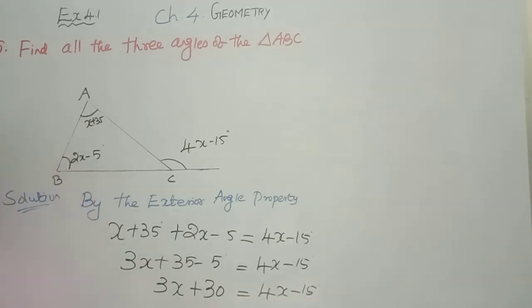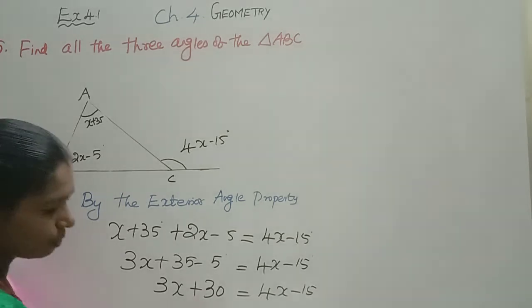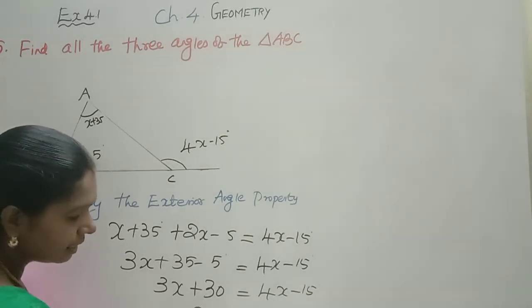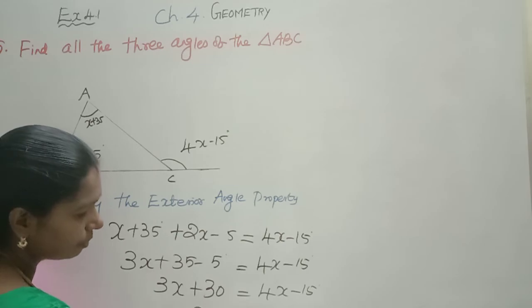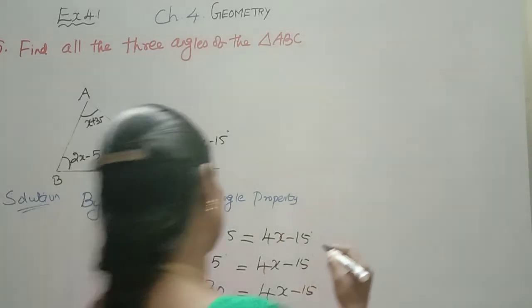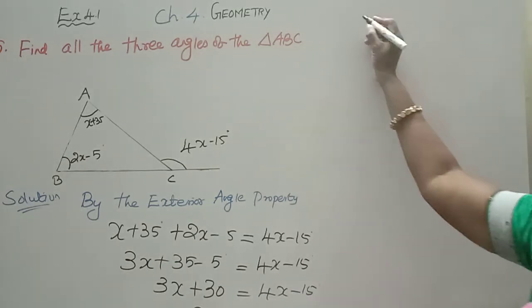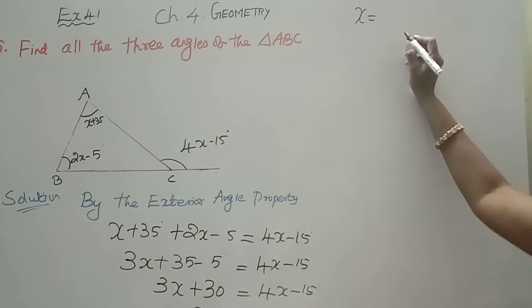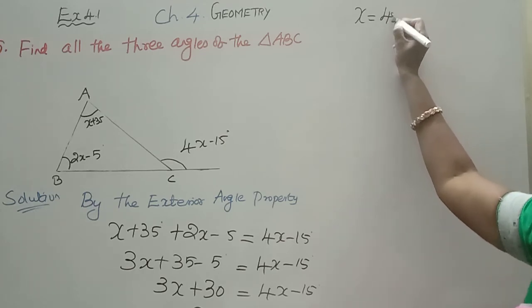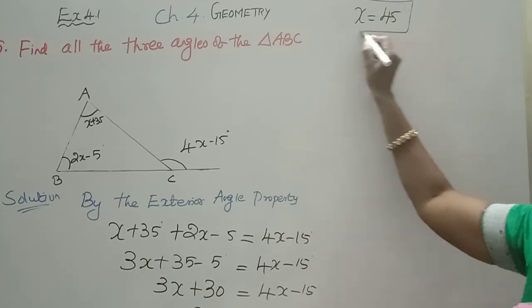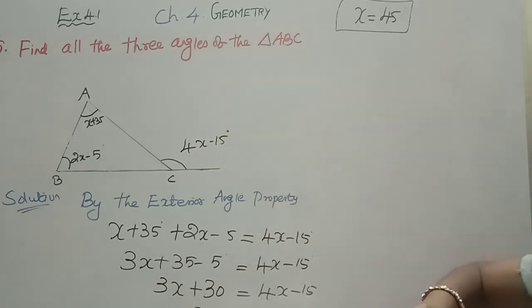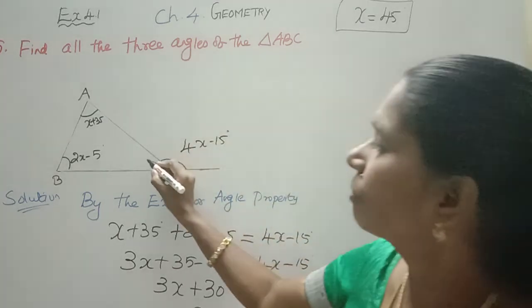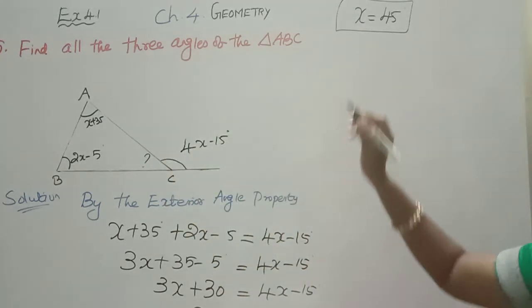I am going to take variables to one side, numbers to the other side. So I am taking 30 plus 15 equal to 4x minus 3x. So I am getting x equal to 45 degrees. Now we have to find all the three angles of the triangle.